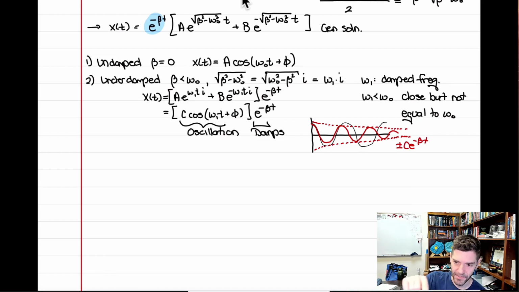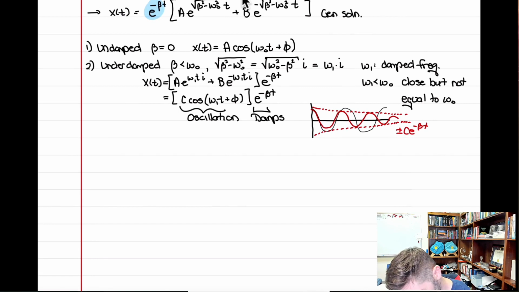Since cosine can only range between 1 and -1, this entire thing, as it shrinks, can never be greater than whatever c times e to the minus beta t is equal to. And notice it's oscillating at a different frequency. It's not oscillating at omega naught, but it's oscillating at omega sub 1, which is slightly different. Which is why I also did not put the peaks and the troughs at exactly the same spot in this drawing.